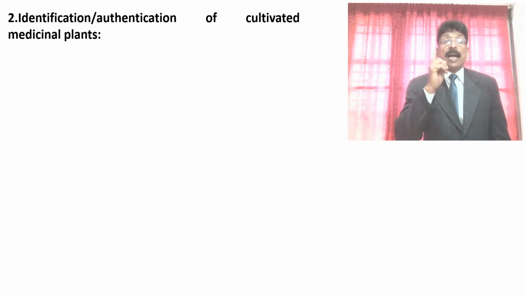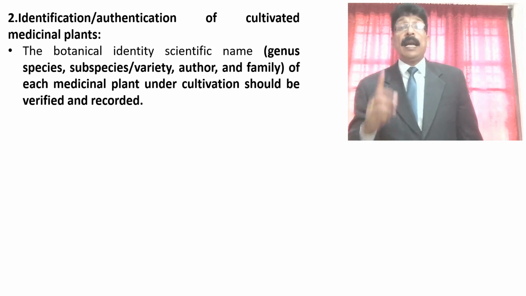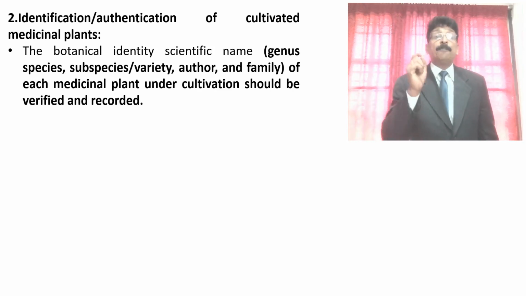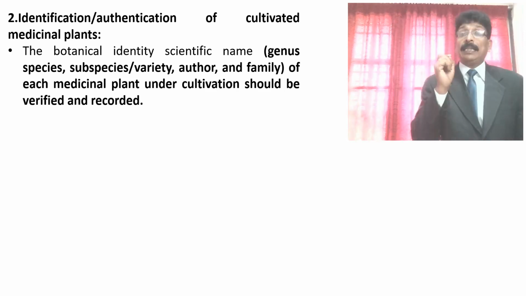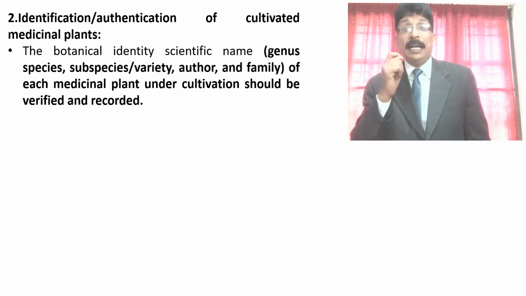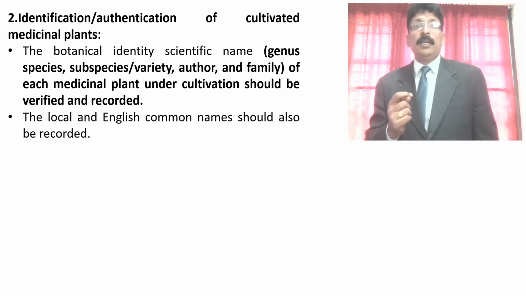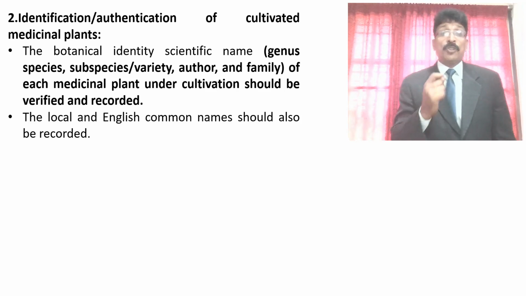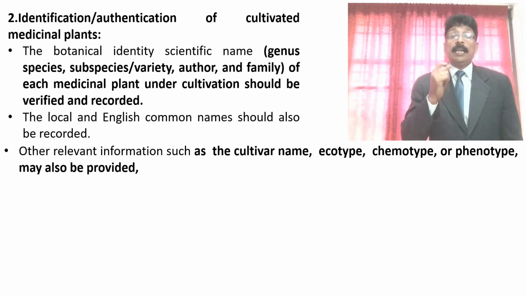Number 2 is identification and authentication of cultivated medicinal plants. The botanical identity, scientific name, genus, species, subspecies, variety, author and the family of the plant are very important for authentication. The identification of each medicinal plant under cultivation should be verified and recorded. The local and the English common name should be recorded as documentation.